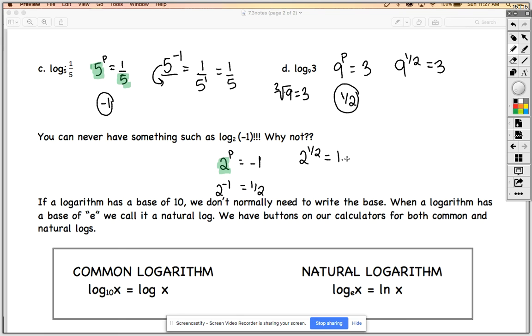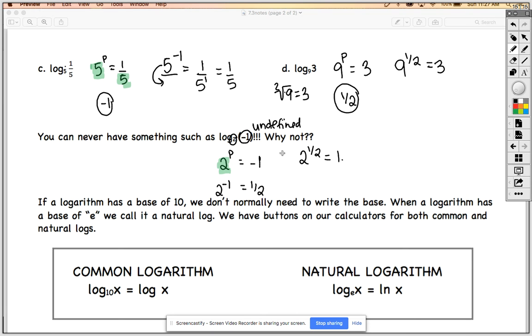1 point something. I don't know what the square root of 2 is, but that's basically what this is saying. So you're never going to get a solution here. There's no power of 2 that's ever going to give me -1. It's not possible. So if this is positive and this is negative, you would just say something like this is undefined because it's not possible.